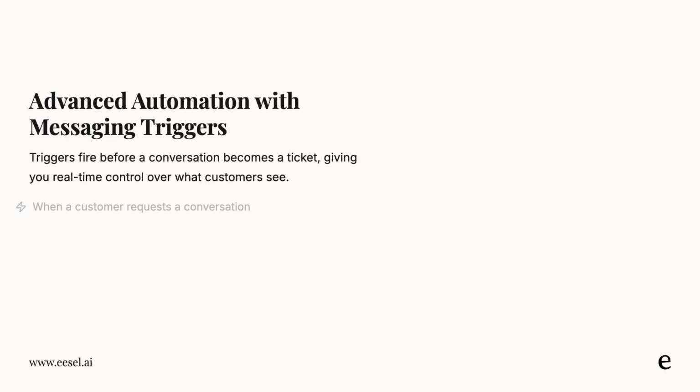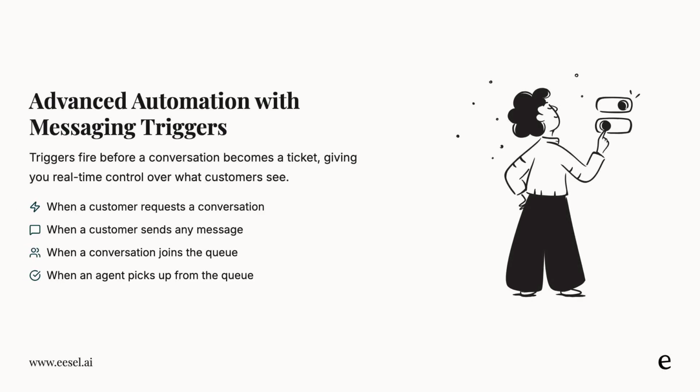For more advanced control, messaging triggers let you fire automated messages based on real-time conditions. Triggers activate when a customer starts a conversation, sends a message, joins the queue, or gets picked up by an agent. Unlike ticket triggers, these run while the chat is still live, before a ticket is ever created.